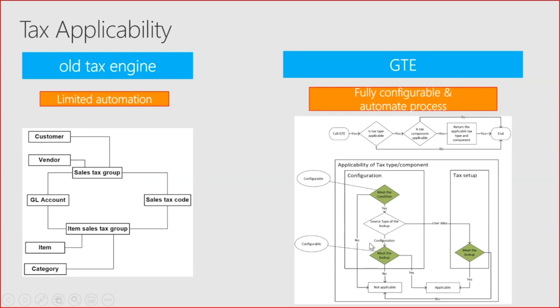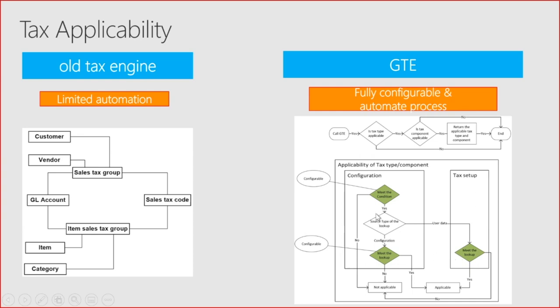But there are some situations, like we have SAS in India, where whether SAS is applicable is determined by the item you sell. An item is defined in FinOps, so you cannot do such a setup within the configuration. You should deploy the configuration into FinOps and use the data you define in FinOps to determine whether SAS is applicable or not. That's the reason that in the configuration, you should define the lookup source type as user data, and then you maintain the lookup condition in the tax setup.